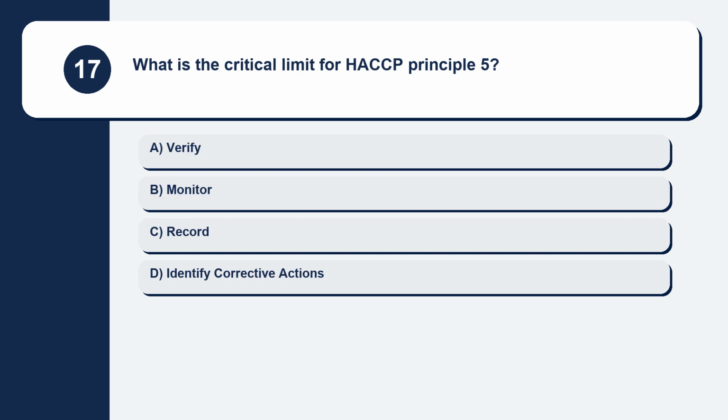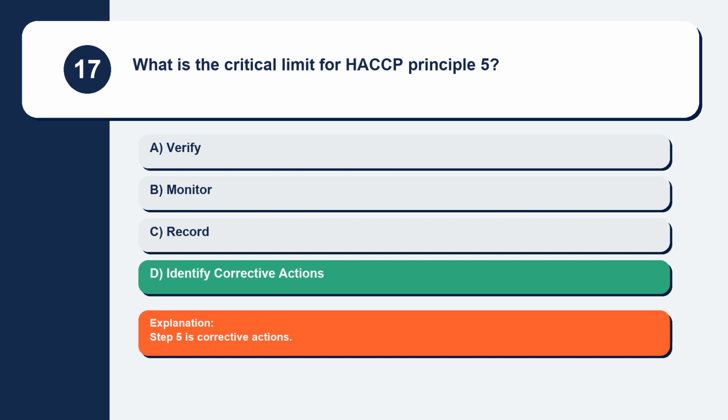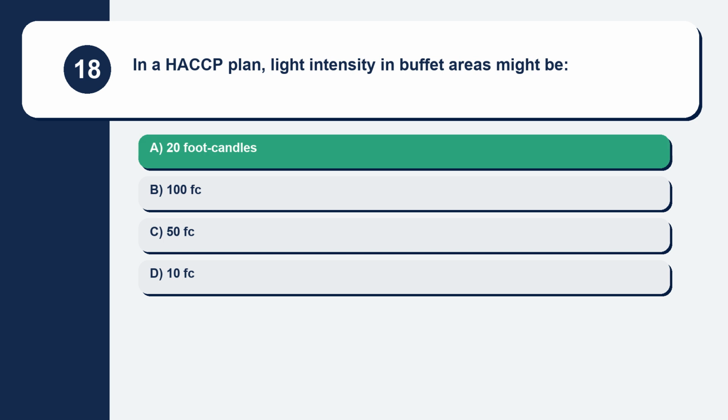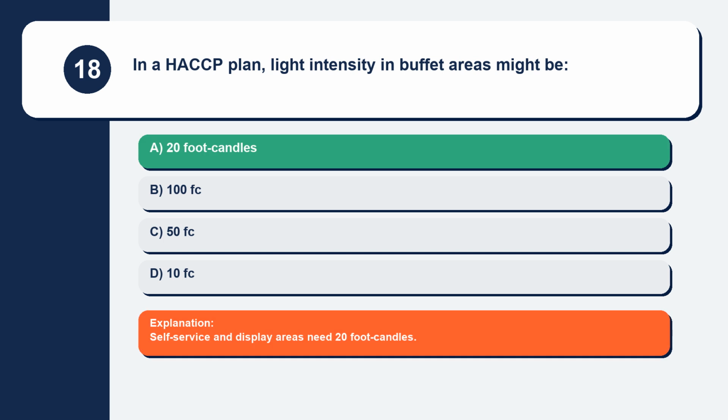Question 17. What is the critical limit for HACCP Principle 5? Verify, monitor, record, identify corrective actions. Step 5 is corrective actions. Question 18. In a HACCP plan, light intensity in buffet areas might be 20-foot candles, 100 FC, 50 FC, 10 FC. Self-service and display areas need 20-foot candles.